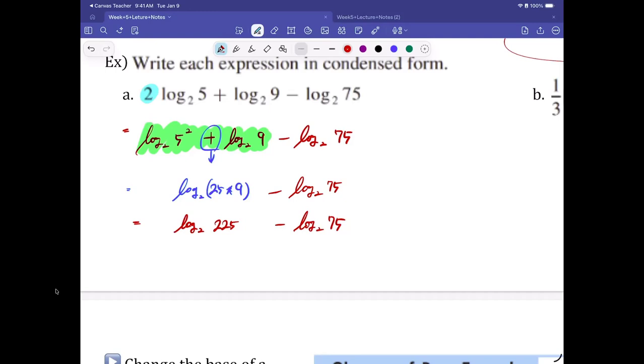Then now we have a subtraction with 225 and 75 with the log. So subtraction is what? Division. So this one is pretty easy, right? 225 divided by 75, which is 3 with the base 2. The log base 2, 3. So the final answer is log base 2, 3. Okay.